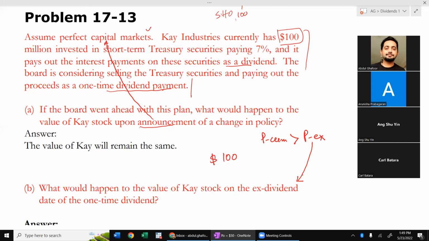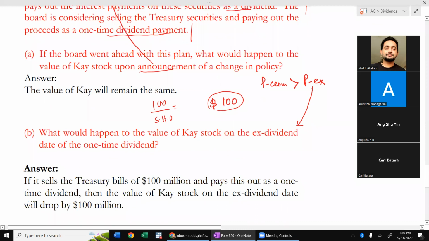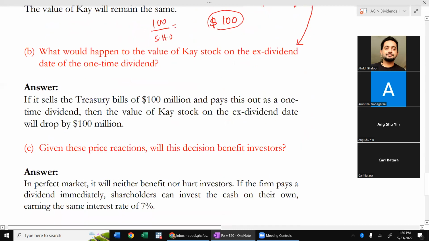Anyone? It will always decrease. Very good. It will decrease by the same amount the company has distributed in cash. Since we have cash, but we don't have shares outstanding, we cannot calculate dividend per share, but we can say that overall it will decrease by the amount the company has distributed, that is 100 million. Okay, so that is a very simple case.